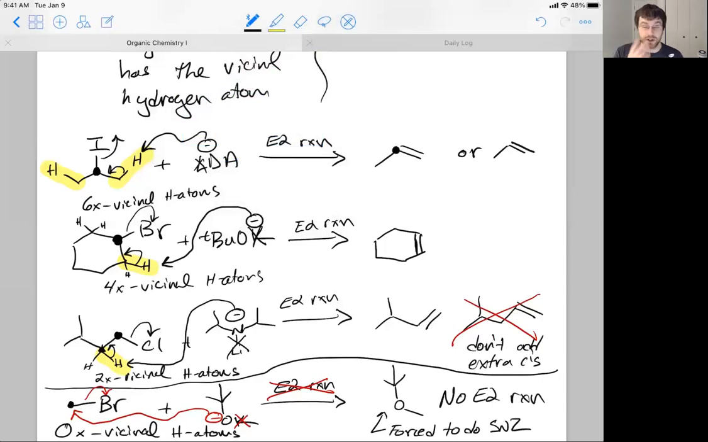Okay, so it was a little bit of a trick, but I think it's helpful because it points out what we need to do when we're doing an E2 reaction. We need to identify the vicinal hydrogens first, then consider the mechanism, and then draw the products for the reaction. So find the vicinal hydrogen atoms. Maybe look at all of them, count them all. If you've got 6, count all 6, make sure they're the same. In the next video, we'll look at what happens when there are multiple products.